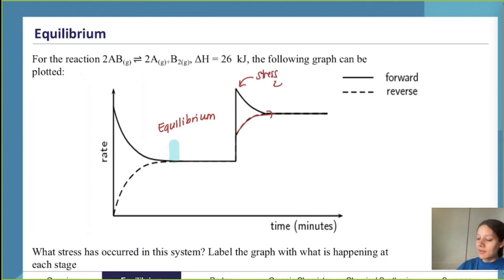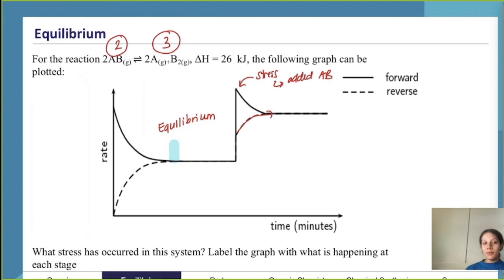We can have a few options, actually. We've added AB, so we've actually increased the concentration. It's going to increase the rate of the forward reaction. We can also say that we've had a change in pressure. That's looking at the fact that we have 3 moles of product and 2 moles of reactant.